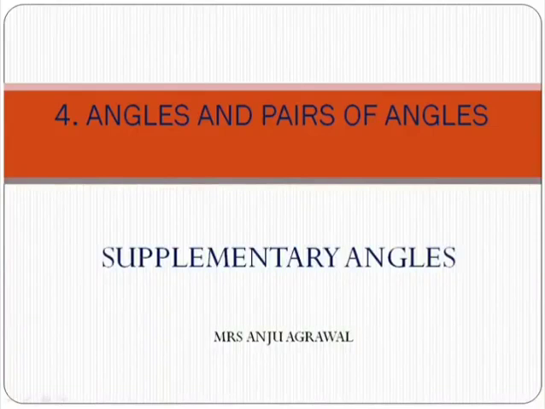Let us continue with our fourth chapter, Angles and Pairs of Angles. In the previous videos, you have learnt about complementary angles. That is, if the sum of the measures of two angles is 90 degrees, they are known as complementary angles. Today, you are going to learn supplementary angles.